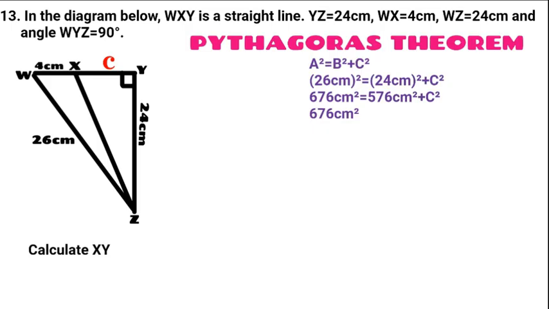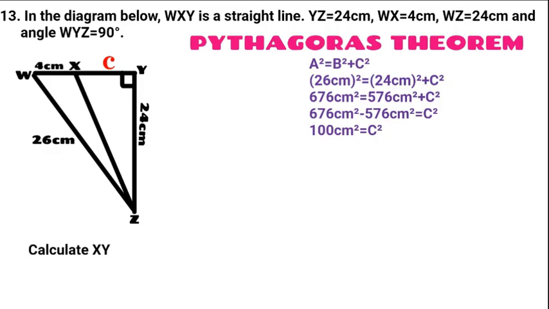Where there is 676, when it crosses the equal sign, it's going to become minus. So it will be minus 576, which will be equal to c squared. So the difference we find is equal to c squared. When you subtract 576 from 676, you're going to get 100 centimeters squared. Okay, now 100 centimeters squared is equal to c squared.